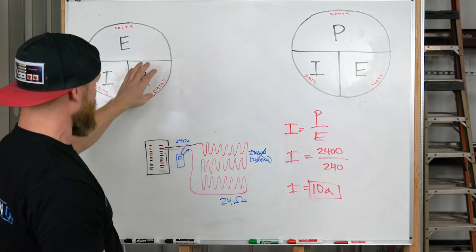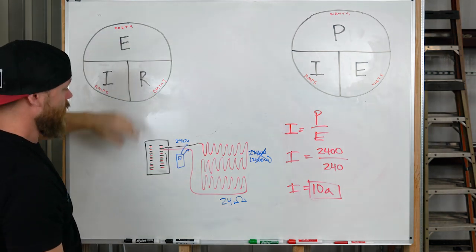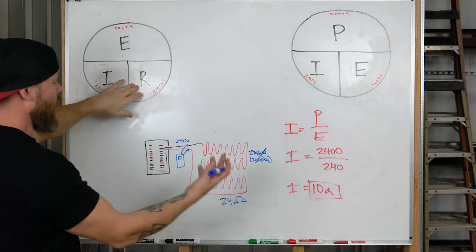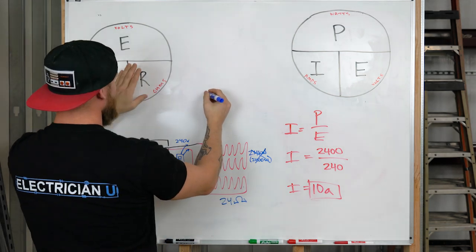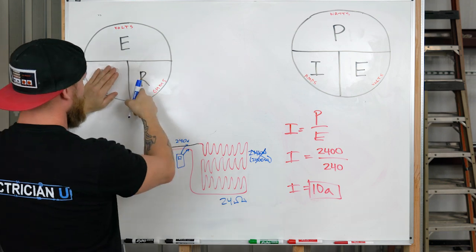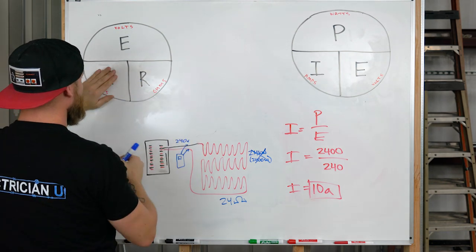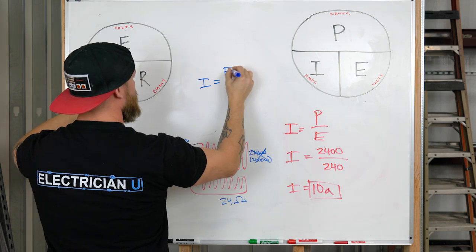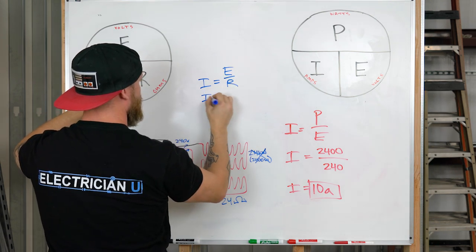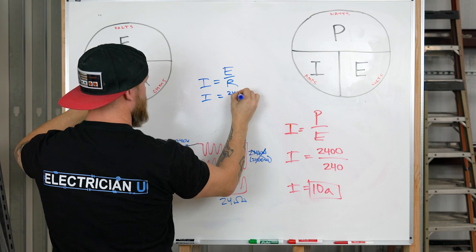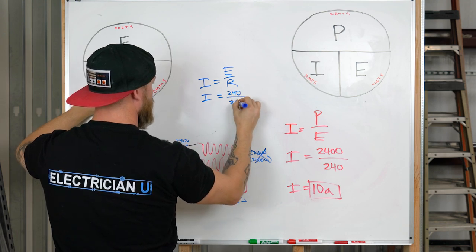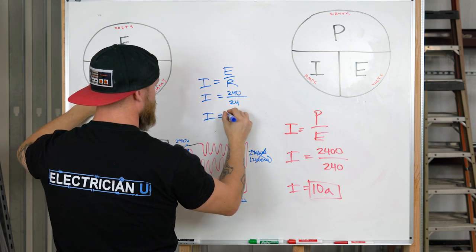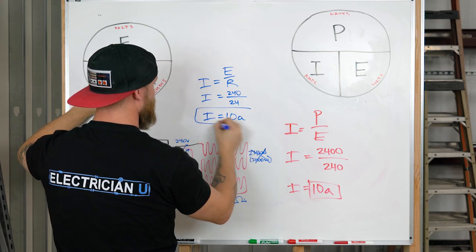So this time we're dealing with resistance, so you have to use the ohm wheel. We're still trying to solve for amperage to figure out what size wires we run to it, but this time, since we have a resistance, we have to use this wheel. So say we've got I equals E over R, 240 volts over 24 ohms, and I, of course, still equals 10 amps.